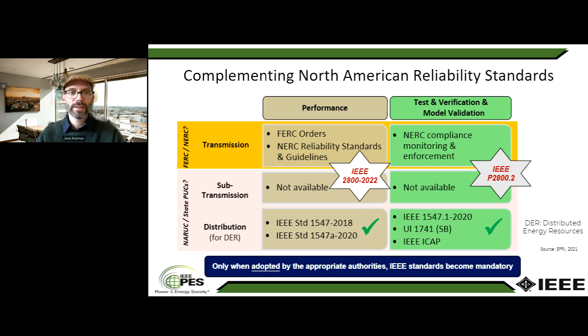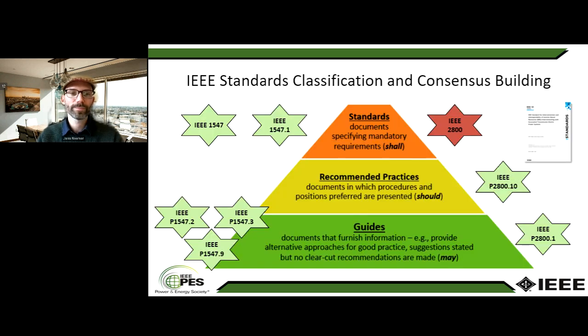Just to place 2800 here in the American reliability standards context, it's really about the performance. It covers transmission and sub-transmission, whereas IEEE 1547-2018, as well as the amendment of that standard from 2020, is addressing the distribution-connected resources. And as any IEEE standard that is voluntary, it only becomes mandatory if the appropriate authorities would adopt this standard. Standards are really at the top of the IEEE document pyramid shown here because they specify shall requirements, whereas recommended practices such as 2800.2 and guides are specifying should or may language.